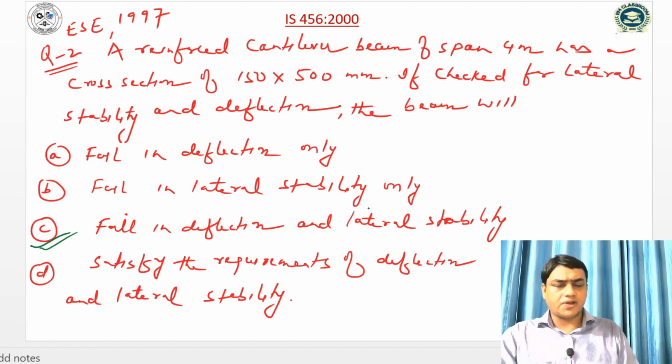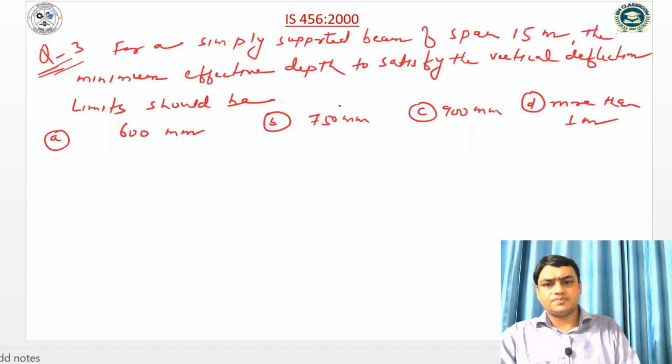Because for deflection the cantilever beam L by D should be 7, but it is coming 8. Similarly for lateral stability, our clear span should not be greater than 25B or 100B square by D, whichever is less. We have computed the values of 25B and 100B square by D. The minimum value we have taken, that is 3.75 meter, but in the question the clear span is 4 meter. So it will fail in both deflection as well as lateral stability.